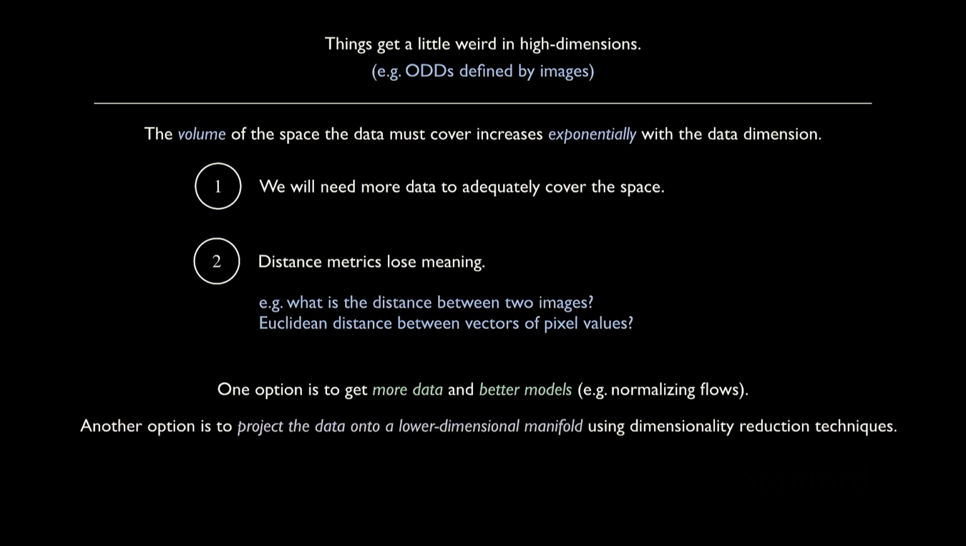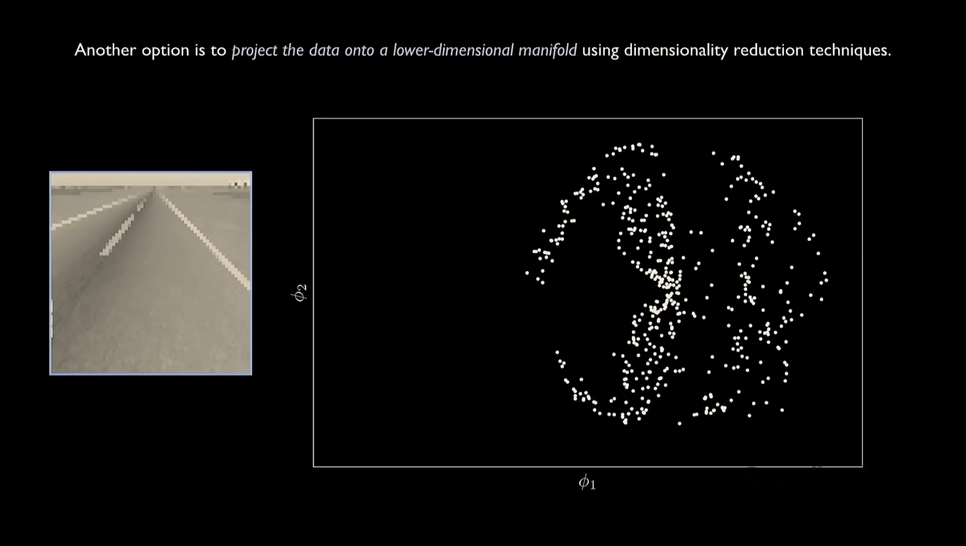Another option is to assume that your high dimensional data, like your whole set of images, came from some lower dimensional manifold, and then try to find that manifold and define your operational design domain in that lower dimensional manifold. So what does that look like? Here, let's say we took our 4096 dimensional taxi images and we used some dimensionality reduction technique. In this case, we used an autoencoder, but there's lots of different techniques you can use. I'm not really going to talk about that.